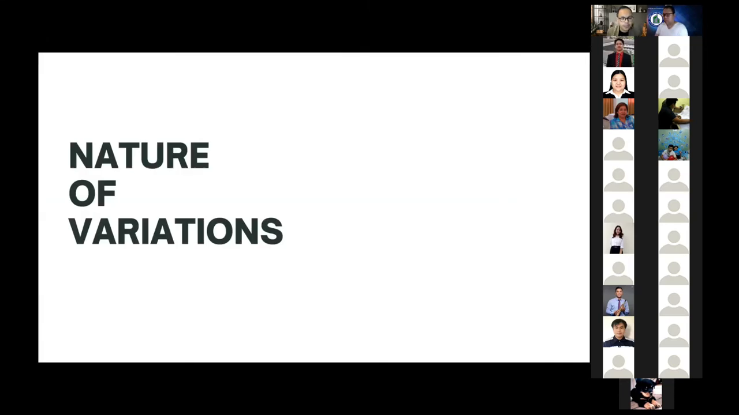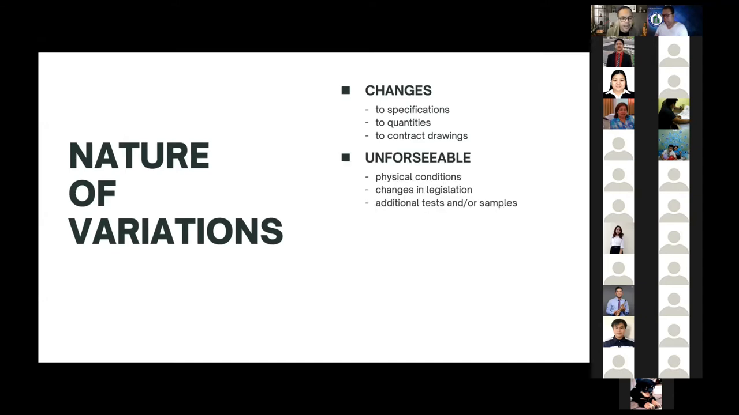So what is the nature of variation? What is variation? There are various circumstances that may give rise to instructing a variation, such as, inter alia, changes to specifications and quantities, discrepancies between the construction drawings and the contract drawings, and so on and so forth. Variation also may arise from conditions which are unforeseeable to both parties when the contract was concluded. It is important to note, however, that the wordings and descriptions, including specifications provided in the contract, are not limits to what a variation is.